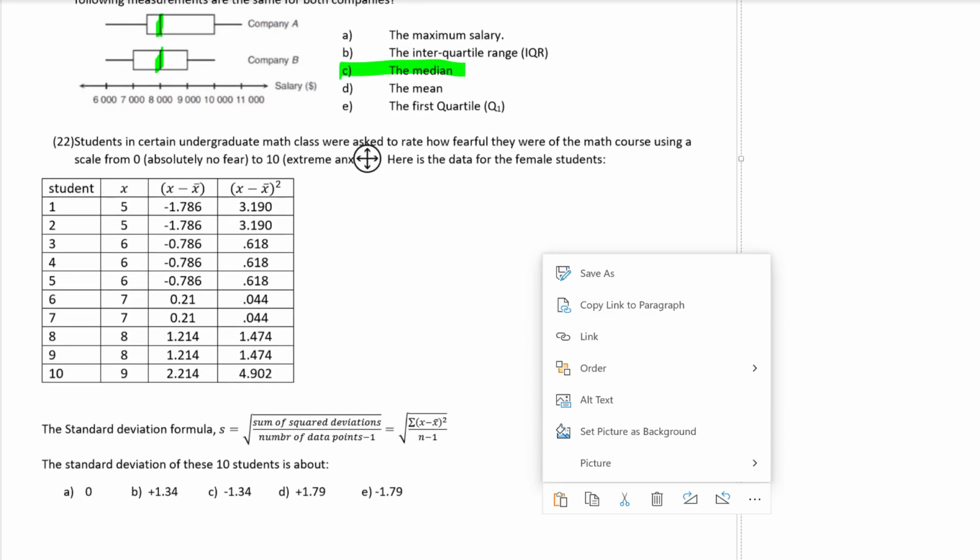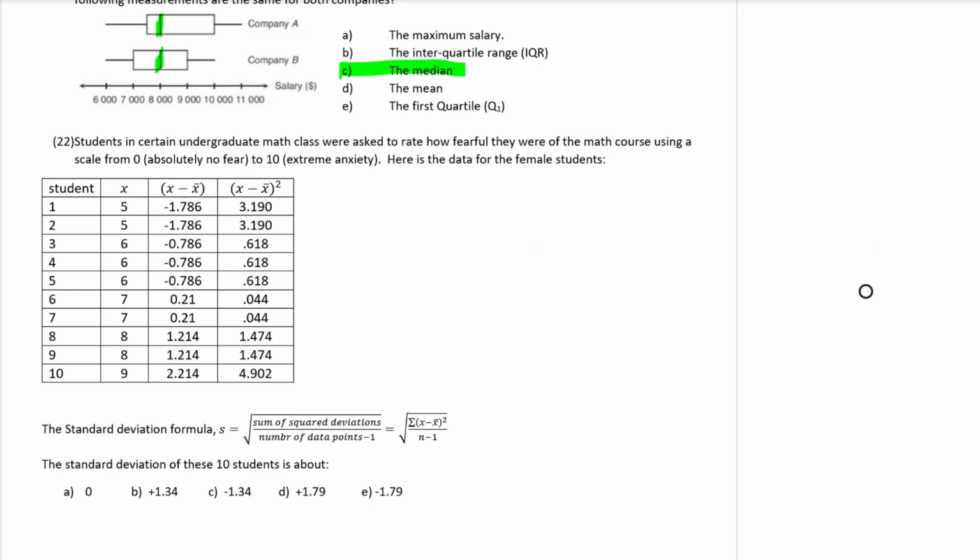Question number 22 is the chart that you've studied in class of how to calculate the standard deviation. A standard deviation is a measure in statistics that tells you how data deviate from the average. Where are the data located on average? So this is talking about the math course, and it's talking about the fear or anxiety towards mathematics.